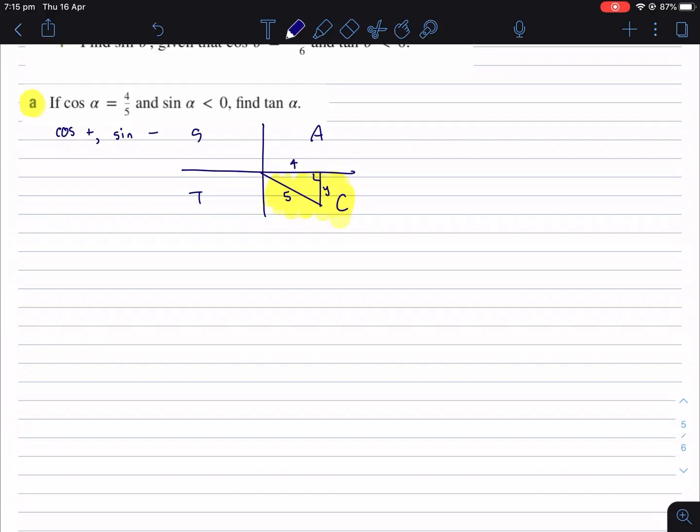So 5 squared equals 4 squared plus y squared. Well, technically it's going to be negative y squared. It doesn't matter. Negative y. So y squared equals 5 squared take 4 squared. So y equals negative 3. Negative because down from horizontal, i.e. fourth quadrant.